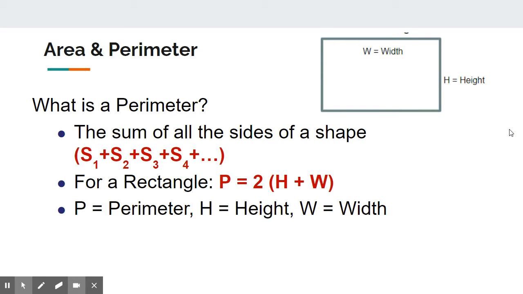So perimeter is the sum of all the sides of a shape. So if you're going to use floor trim, wallpaper border, wallpaper, paint, anything that's going to go on the walls or along the outside edge, you're going to want to use perimeter. Perimeter is just the sum of all the sides. So the formula for that is perimeter equals 2 times height plus width. Okay.